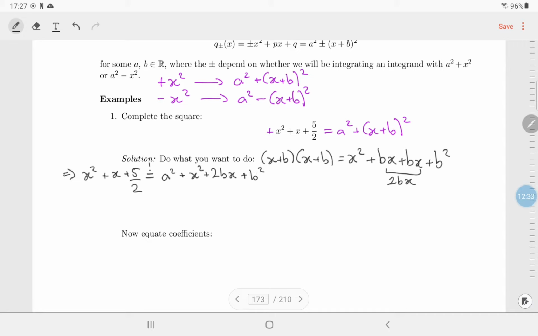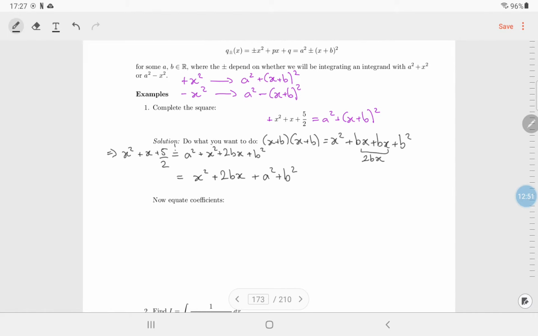And now what we do is we compare. I'm going to write the thing on the right hand side in the same order as the left. So I do the x squared first, then the 2bx, in other words the x term, and then the stuff without an x. So I have x squared plus x plus 5 over 2, and I want it to equal a squared plus x squared plus 2bx plus b squared, which is x squared plus 2bx plus a squared plus b squared. I want the thing on the left to equal this.